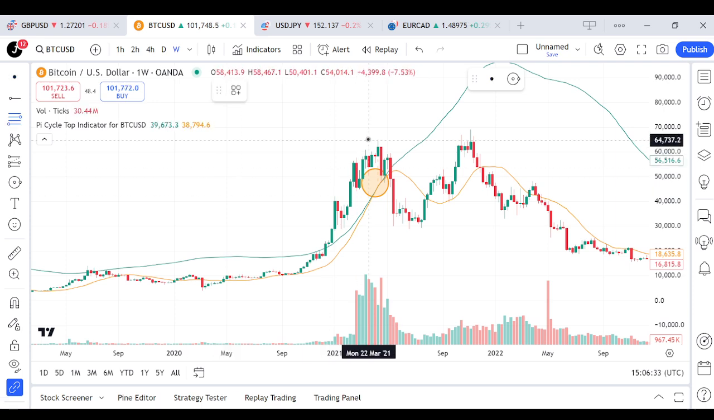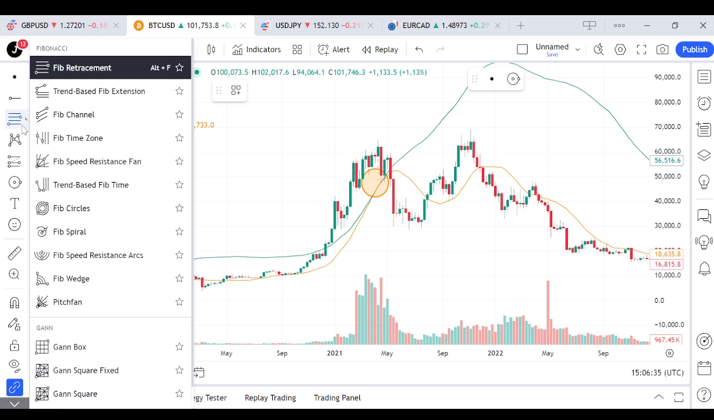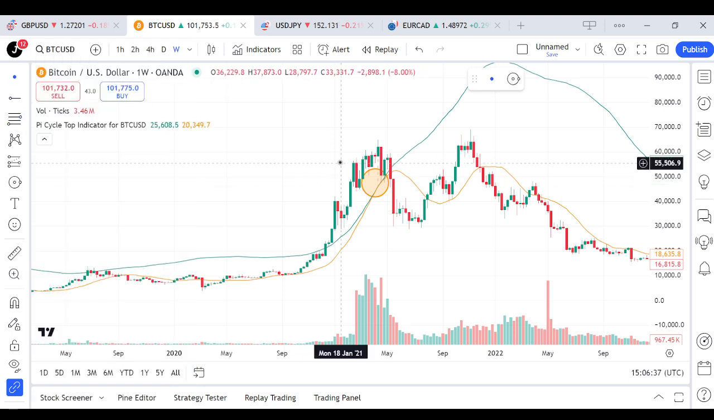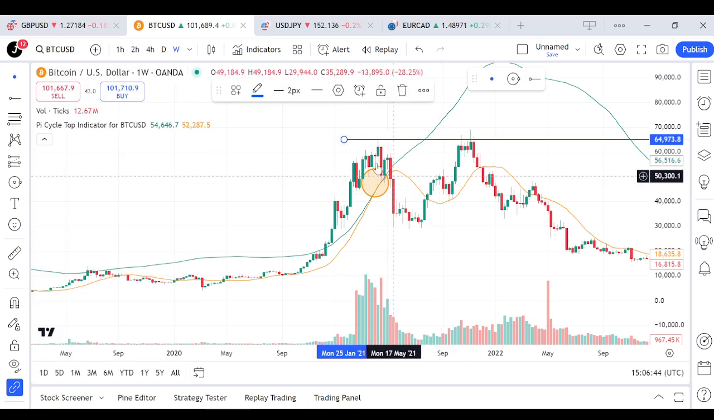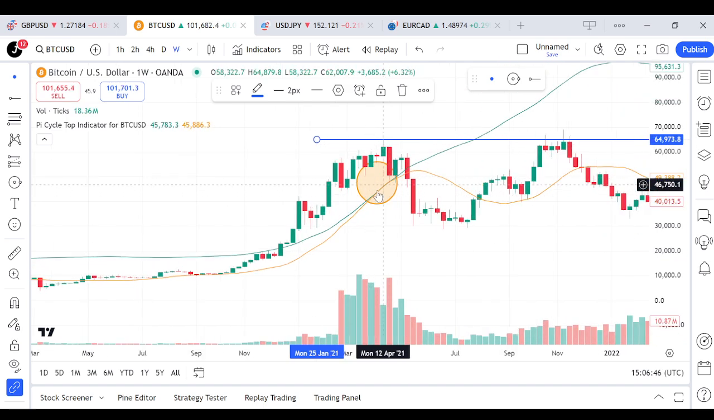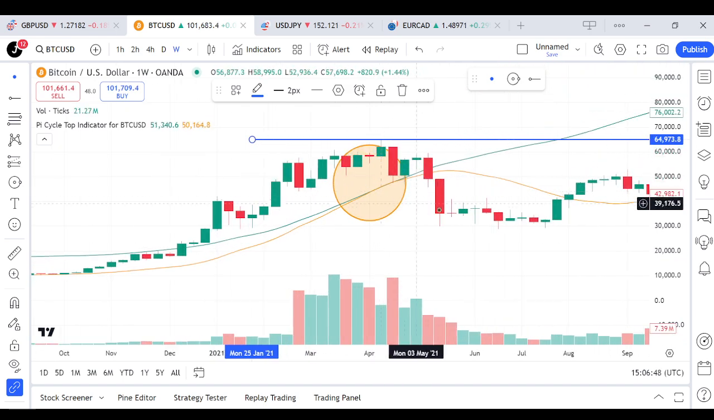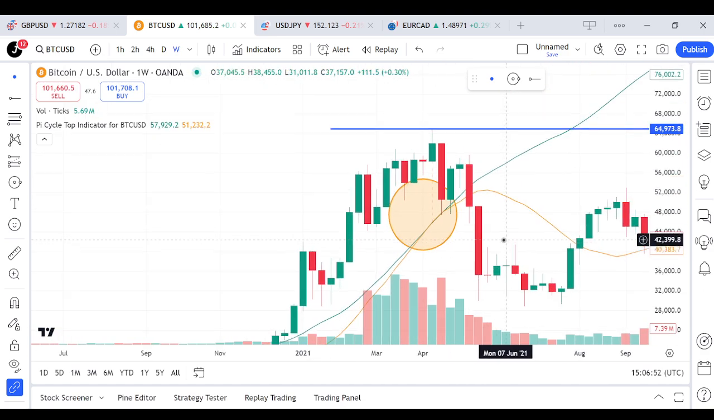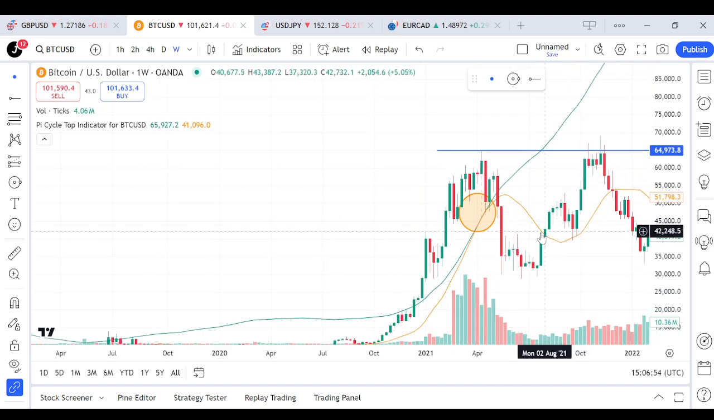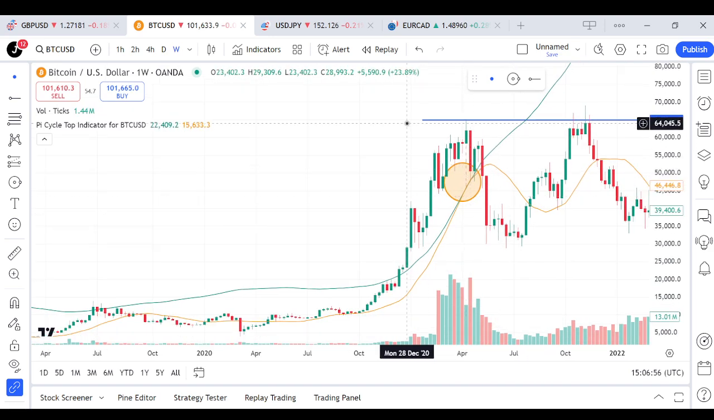This was the top right here, and we had this minor cross. It just crossed a bit and then crossed back up. So that minor cross indicated that this was a market top, and we should be looking for reversals from that top of Bitcoin.